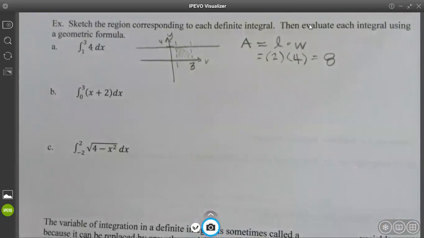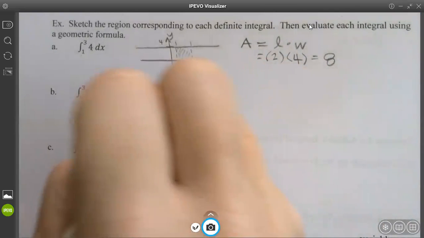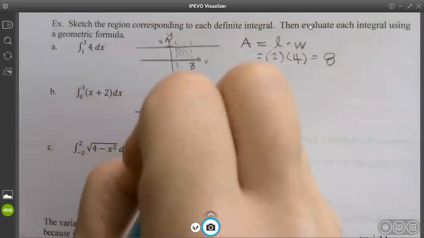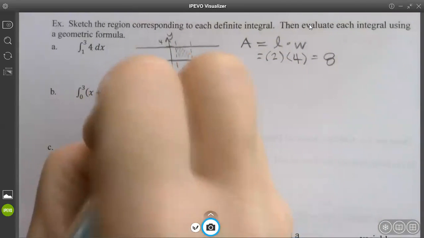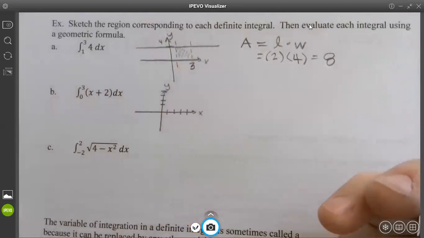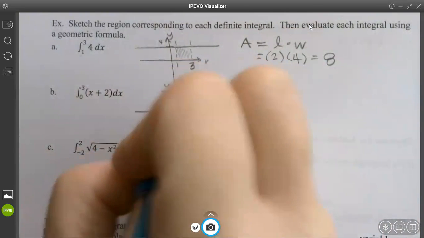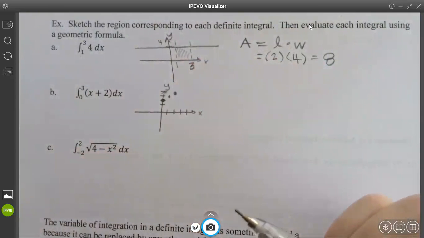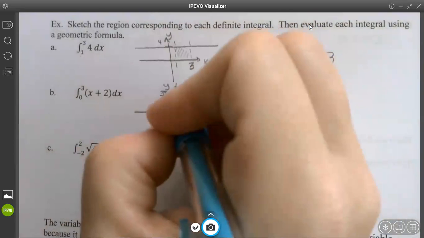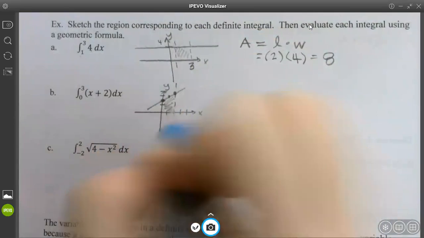Now, anytime you have a curve, you're going to. So that's the difference. All right, so let's graph this. How do I graph x plus 2? Where do I start? How do I move? Up 1 over 1, right? So it looks like this. And it's bound from 0 to 3. So I stopped at 3. What kind of figure do I have in there?